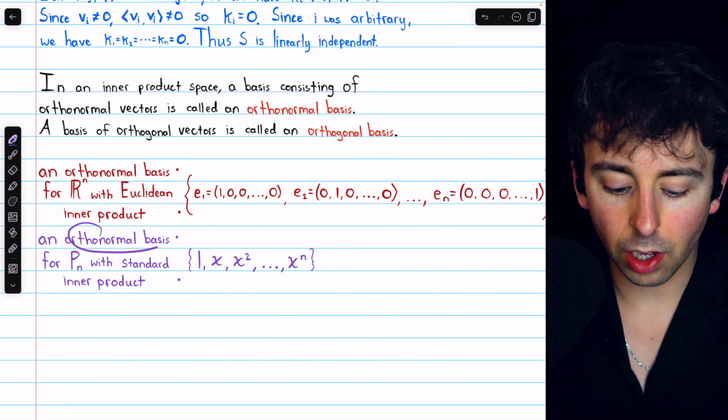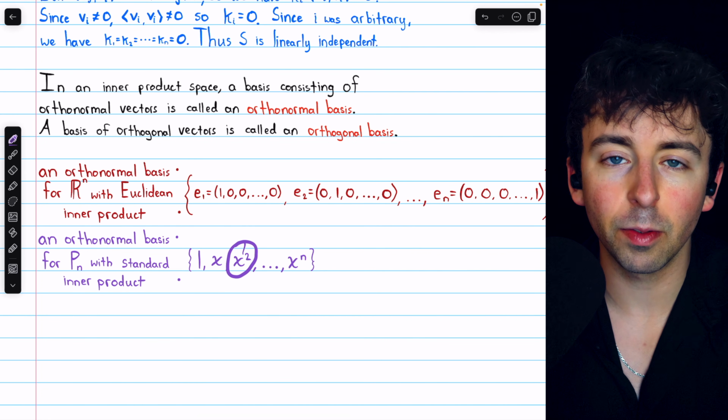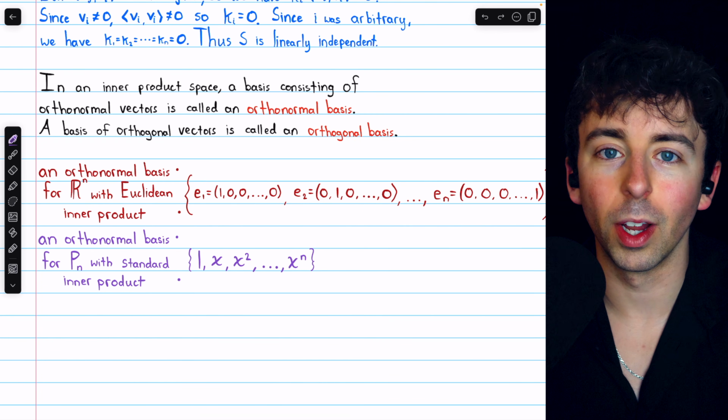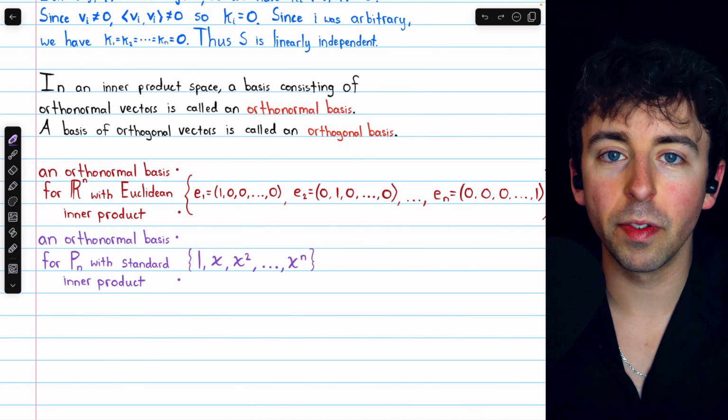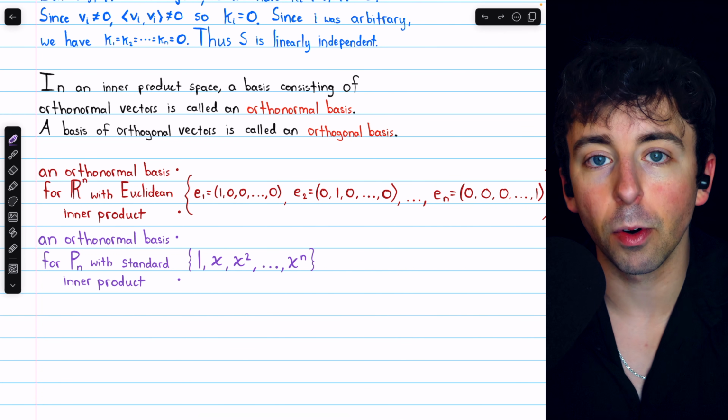It's also an orthonormal basis. The inner product of any one of these vectors with itself would just be the square of its coefficient, so 1 times 1, and then the square root of that would be 1. And so they are all unit vectors in this inner product space.